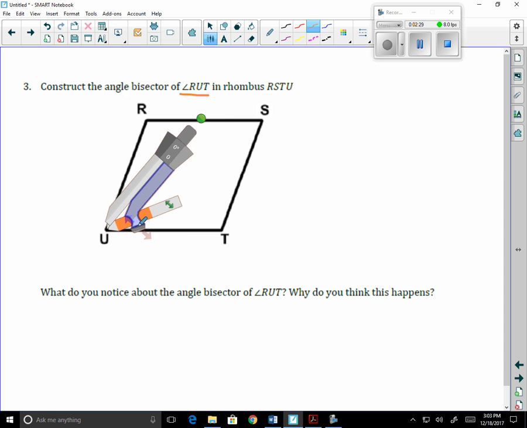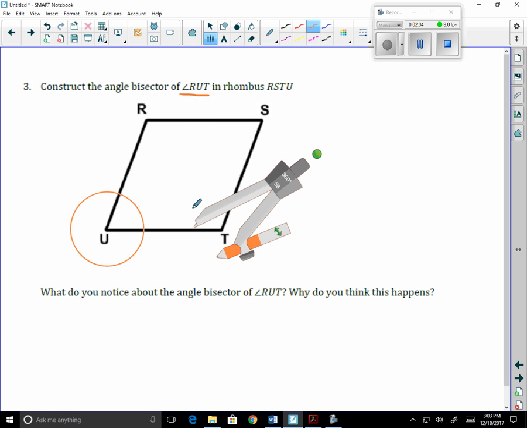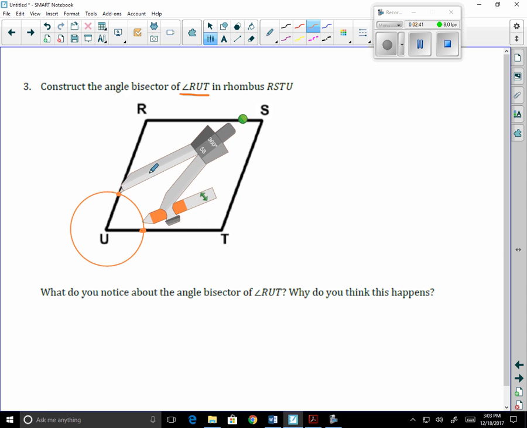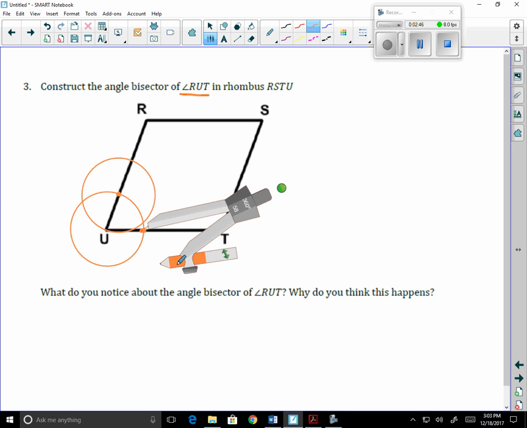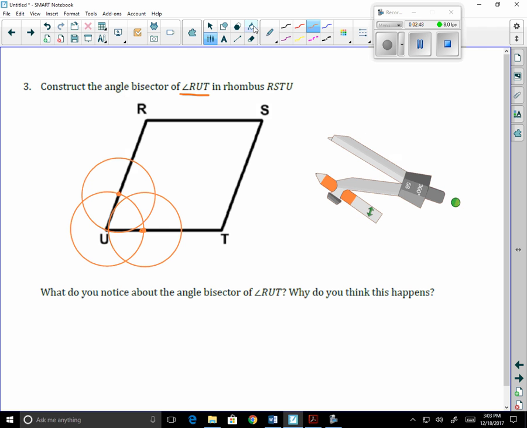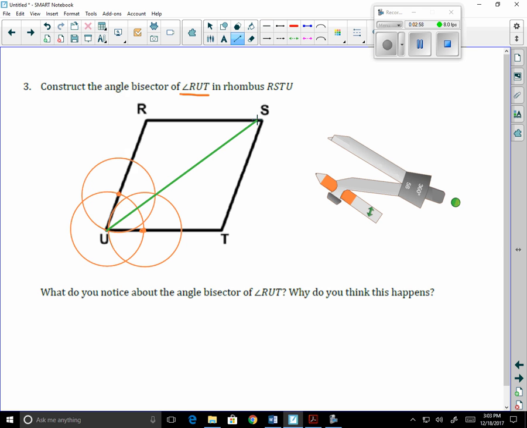I'm going to start by making a full circle around U. Where that circle intersects, I'm going to make 2 points, one here and one here. And I'm going to make 2 more circles around those same exact points. Where those 2 circles intersect winds up being the angle bisector. So if I draw a line, we'll do it in green, from U through that point of intersection, I notice it goes through point S, or at least should go through point S.